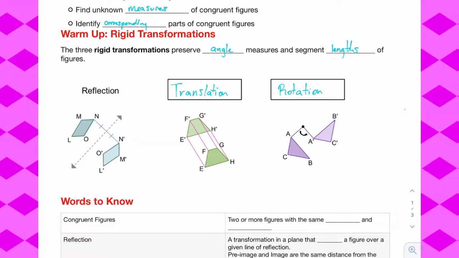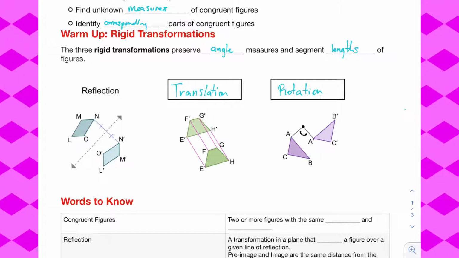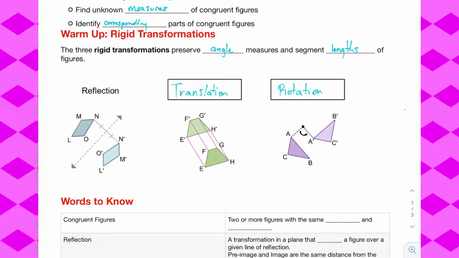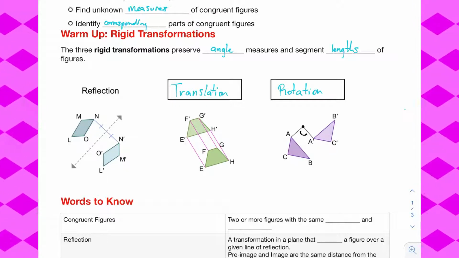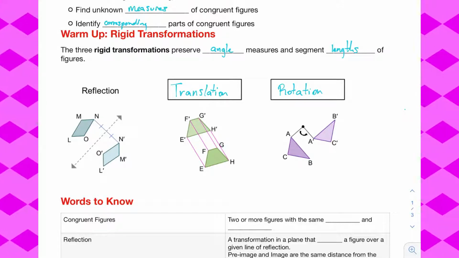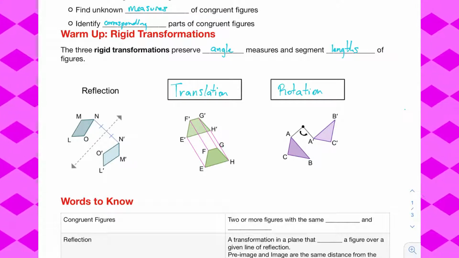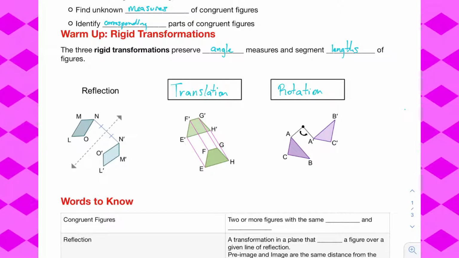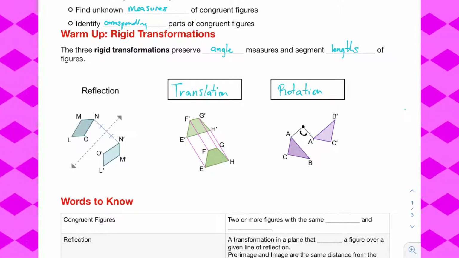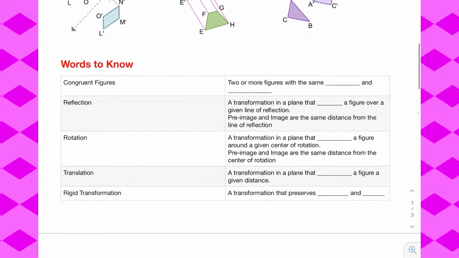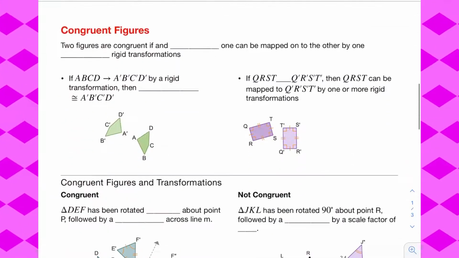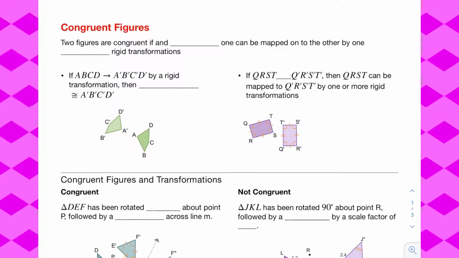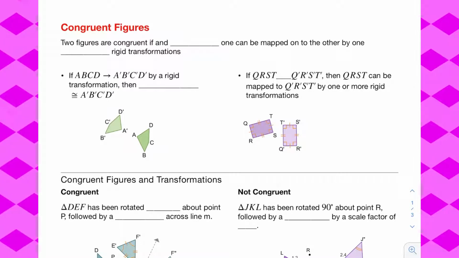All right, so here we have it. The three rigid transformations preserve angle measures and segment lengths of congruent figures. There are exactly three rigid transformations: a reflection, which flips, a translation, which slides, and a rotation, which turns. Go ahead and skip the words to know for now, we'll come back to it, and let's talk about congruent figures.